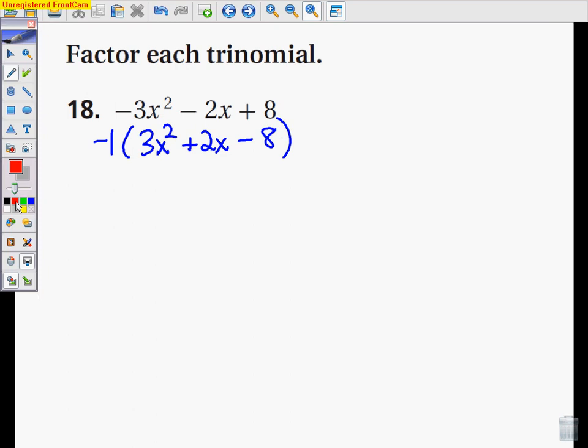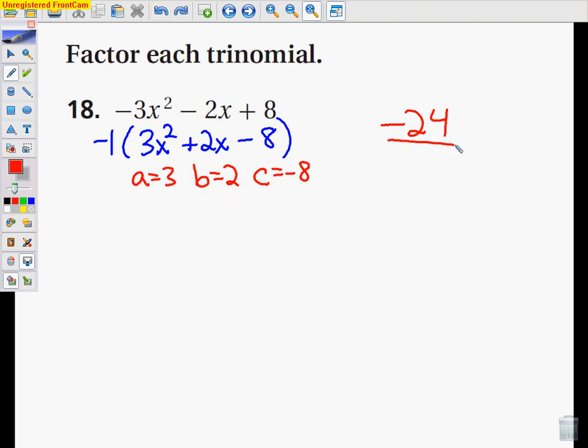Now you can do your a, b, and c. Here a is 3, b is 2, c is negative 8. Once again, we're going to do the AC method. So we multiply a and c together, and we get negative 24. What multiplies together to give you negative 24 and adds together to give you positive 2?